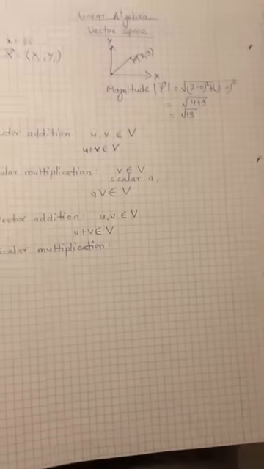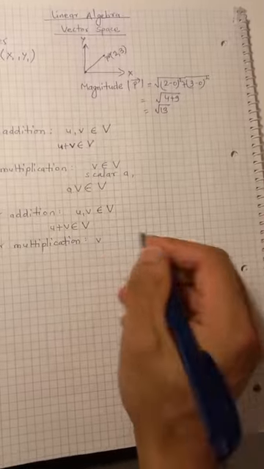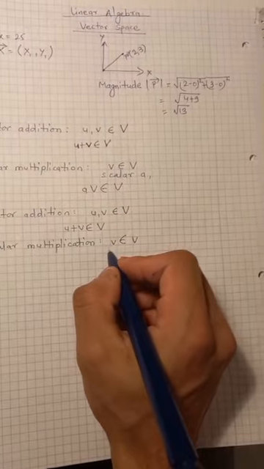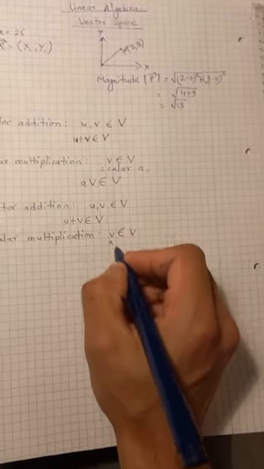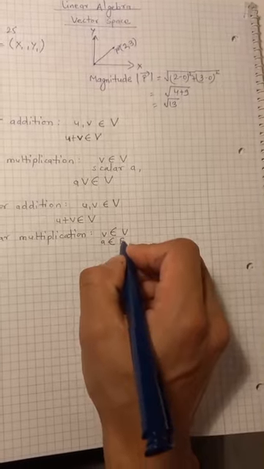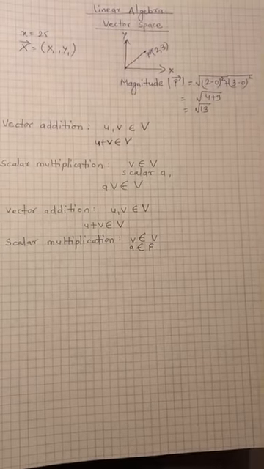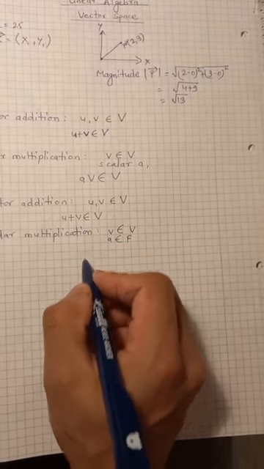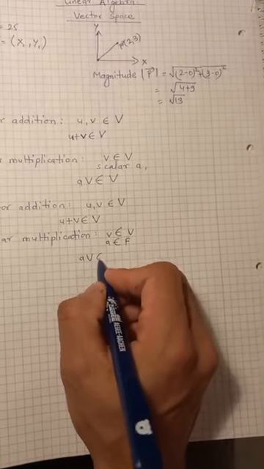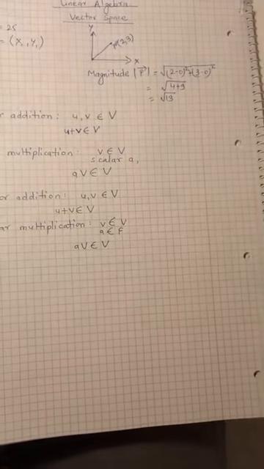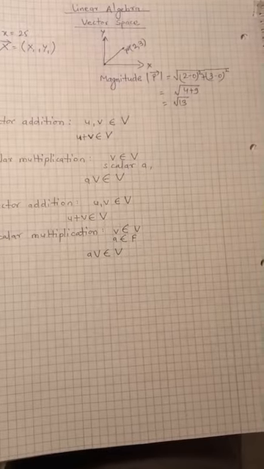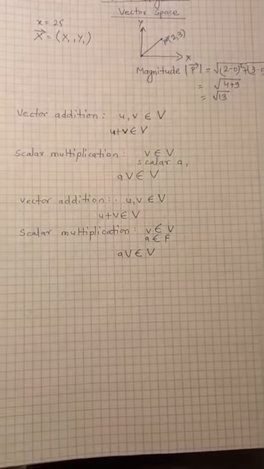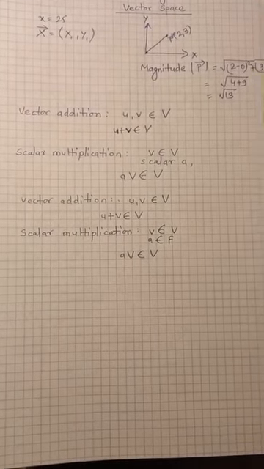Similarly, for scalar multiplication, we take a vector v that belongs to vector space V, and we also take a scalar a which belongs to field F. Now if we multiply this scalar with the vector v, and this result belongs to vector space V, then this operation is known as scalar multiplication. So these two conditions are very important for the vector space.